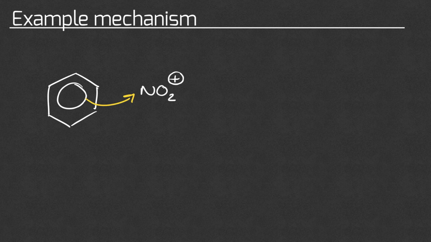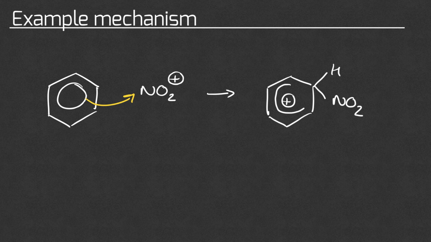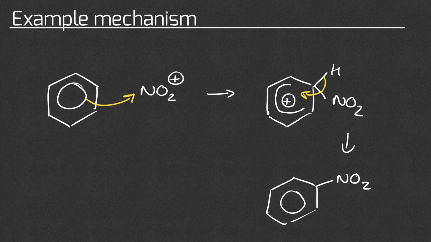The first step of the mechanism is the benzene ring attacking the nitro ion. The following intermediate structure will be formed. The carbon-hydrogen bond will be broken, with the arrow going from the carbon-hydrogen bond back into the benzene ring, producing the nitrobenzene product.